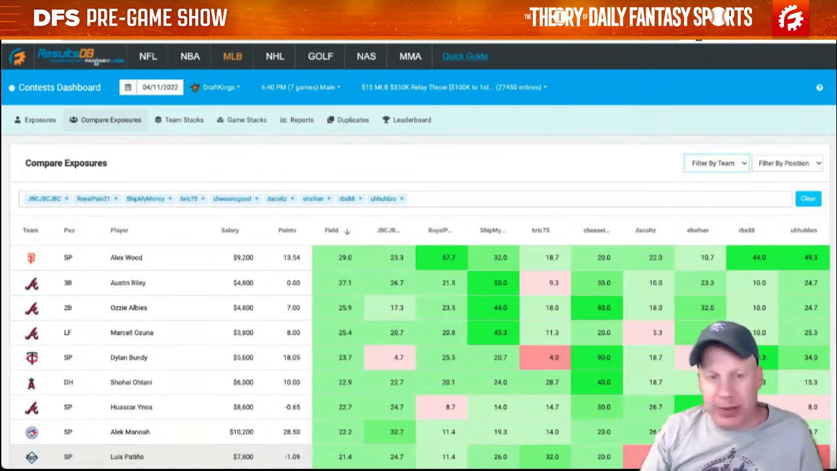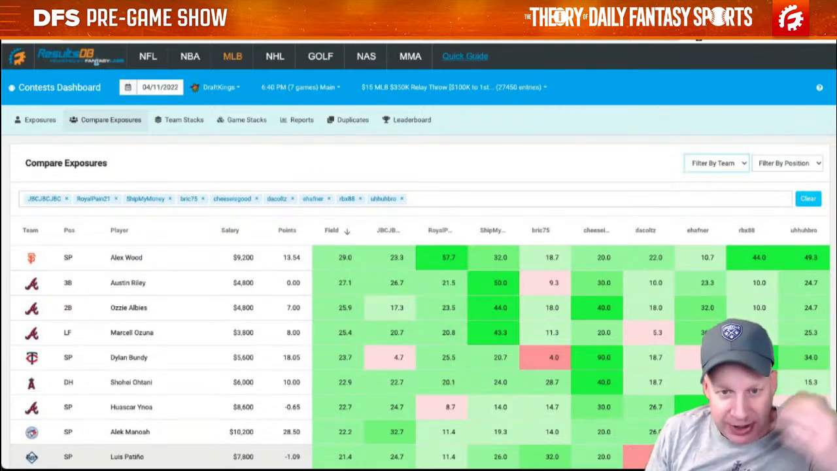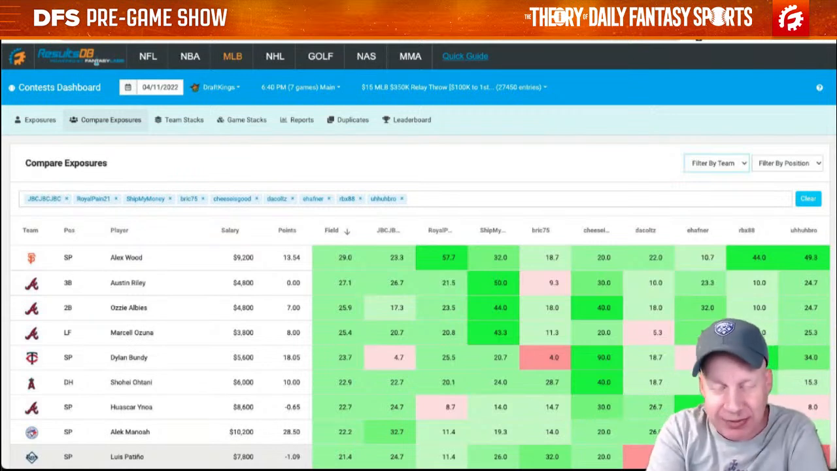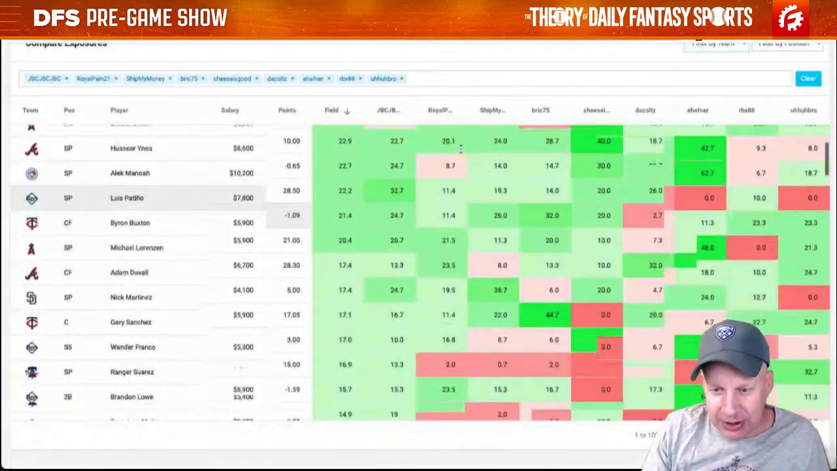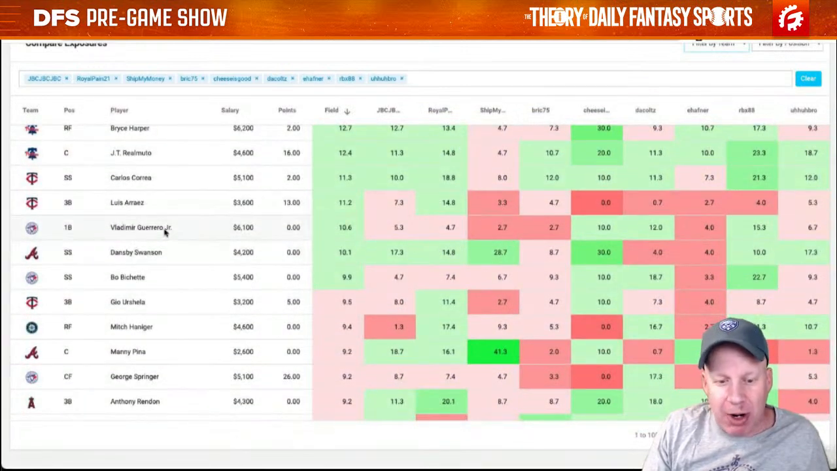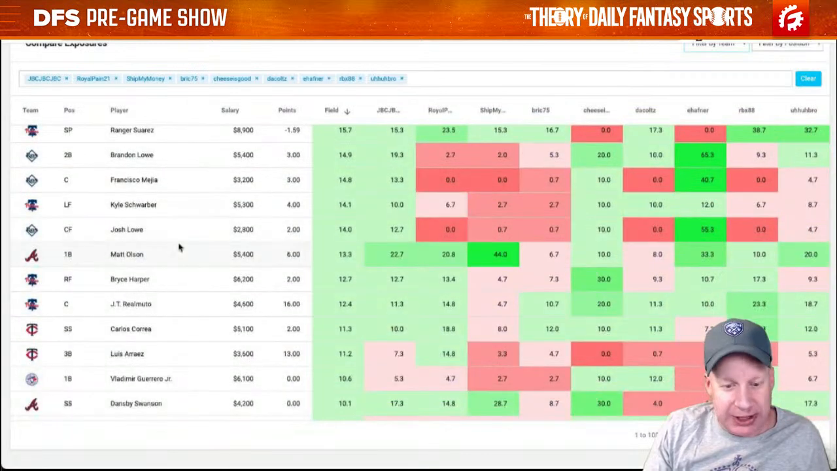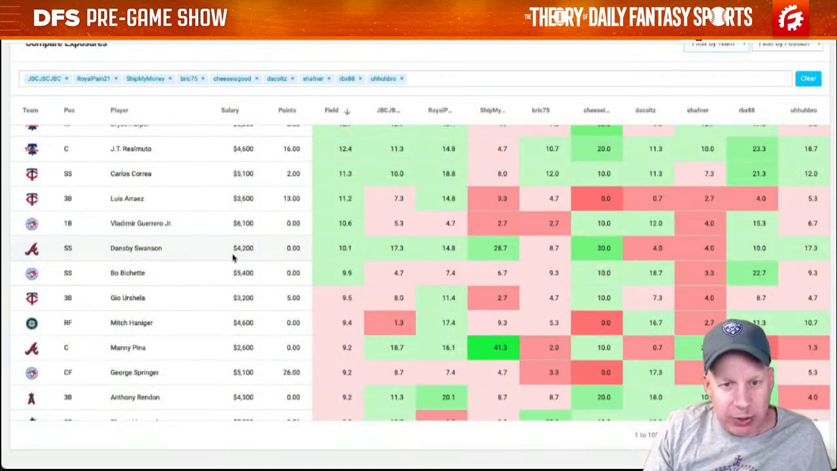So, for instance, if you want me to explain the very bare basics, Neil and I talked about this on the Theory of DFS podcast that's going to come out this afternoon. On this slate, for instance, if Vlad Guerrero hits a home run, he's first base only, I believe. If he hits a home run and Matt Olson hits a home run, on DraftKings no one can have both of them. So essentially, it doesn't matter which one you have.